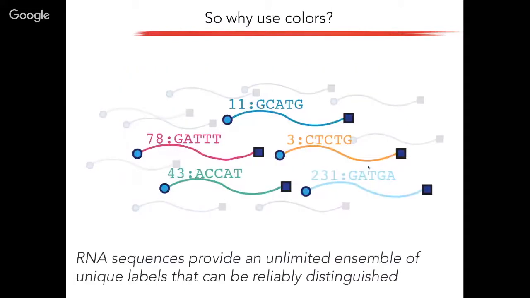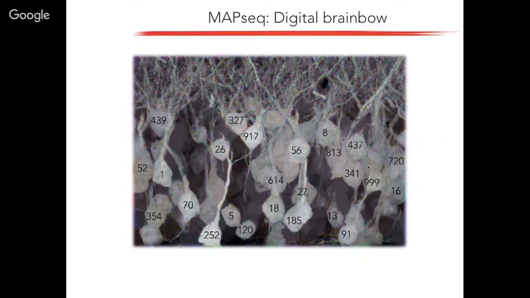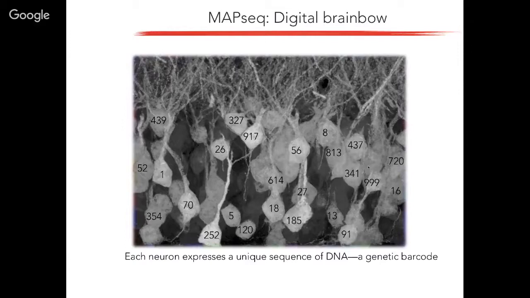So basically the core idea here is to replace colors with DNA sequences. And the reason is simply that there are a lot of possible DNA sequences. So we can kind of think of MAPseq, which is the name of the technique we developed, as a kind of digital rainbow where you replace colors with numbers and have each neuron express a unique sequence of DNA, a genetic barcode with a theoretical diversity that is essentially unbounded.